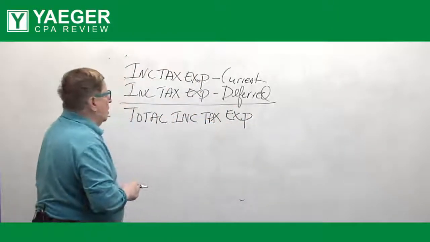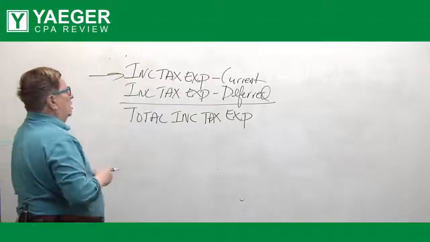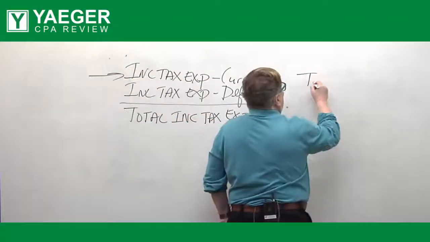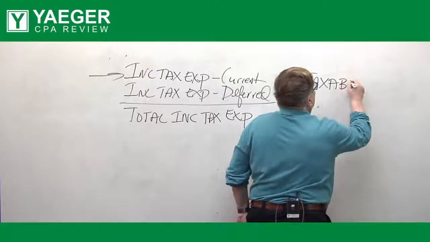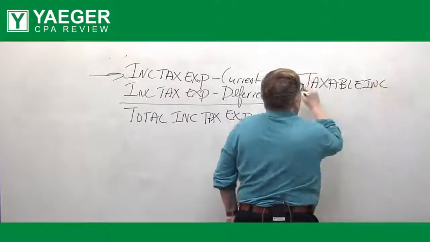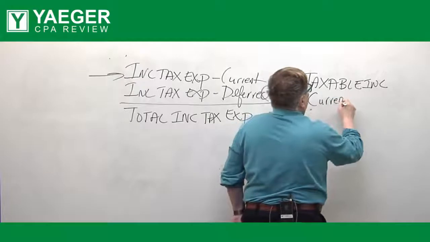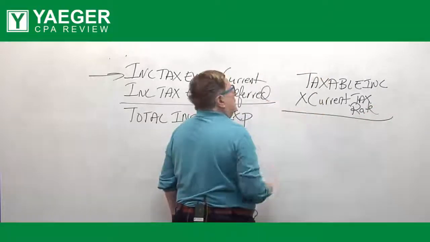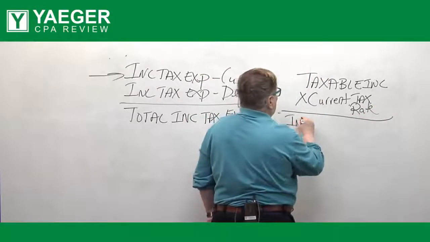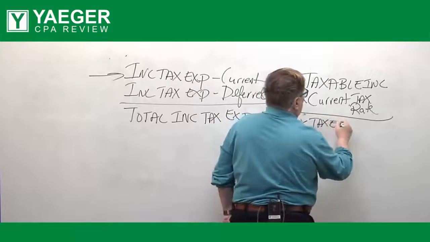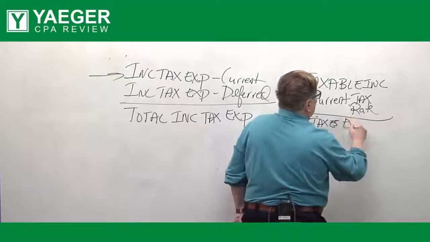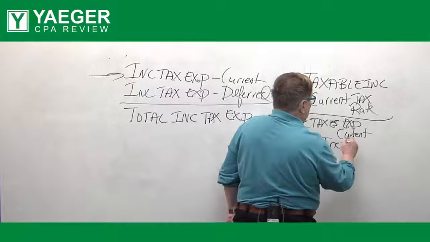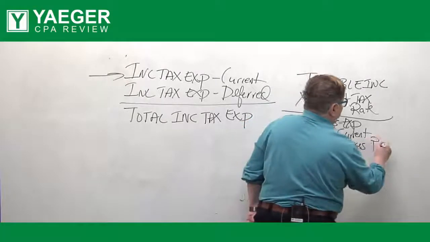Now, first of all, let's talk about the calculation of the first one, income tax expense current. Well, this is based on taking your taxable income times your current tax rate. And that will give you a debit to income tax expense current and a credit to income taxes payable.